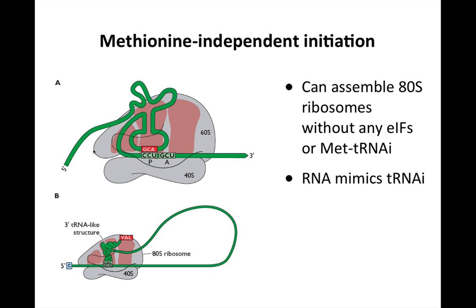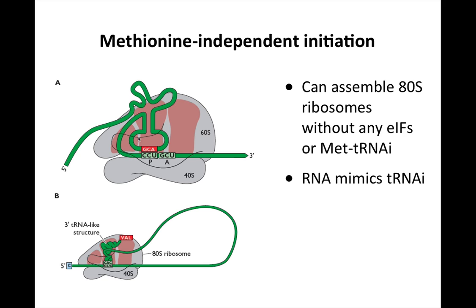And here in panel A is one example of this. This is the iris of the insect picornavirus, cricket paralysis virus. As the name implies, this is a virus that paralyzes crickets. And it's very related to polio. Just like polio paralyzes humans, this virus paralyzes crickets. And it initiates translation without a methionine. And how it does so is shown here.